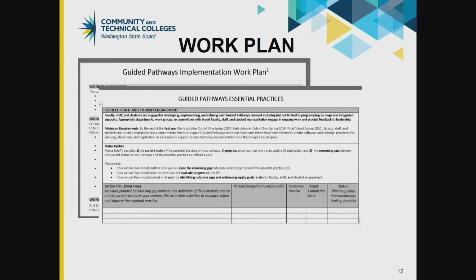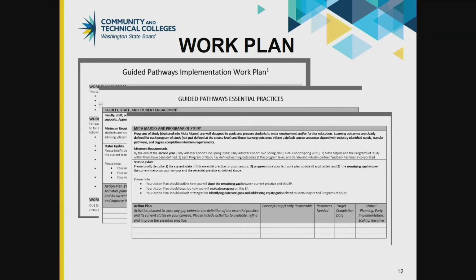What I wanted to do was to not go through all 17 pages, but to just highlight a couple of things and then take some time and space for folks to really dig into one or two of the essential practices that have sort of surfaced in the earlier work today with the Ed Design team.